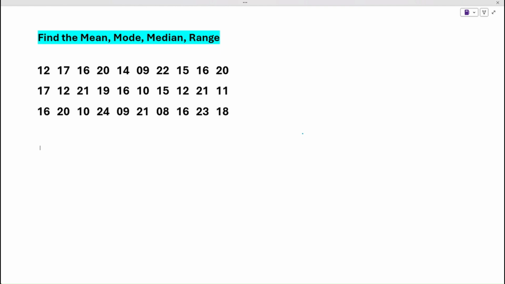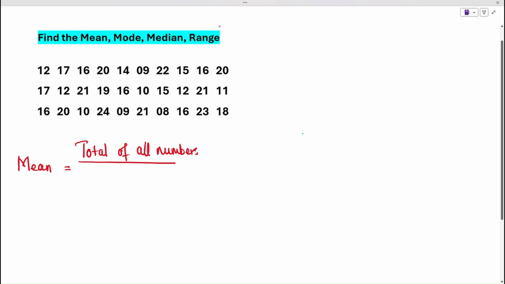So we have our data set here with lots of numbers, and what we're going to do first is find our mean. We're going to try and find all four: mean, mode, median, and range. But to start off, we're going to find our mean. And so what is the mean, or the arithmetic mean, as people might say? The mean is the total of all the numbers divided by the total number of numbers.